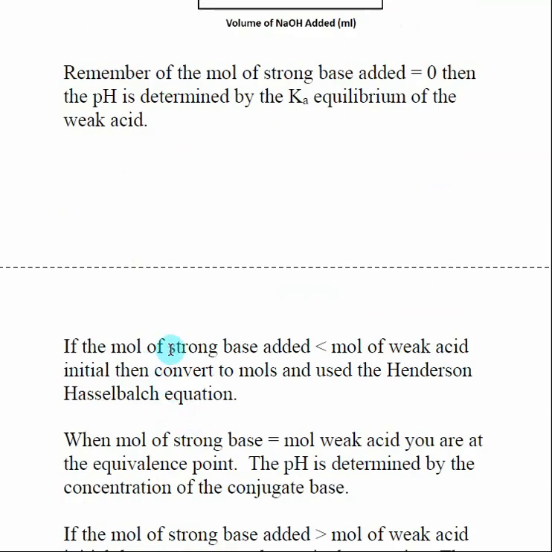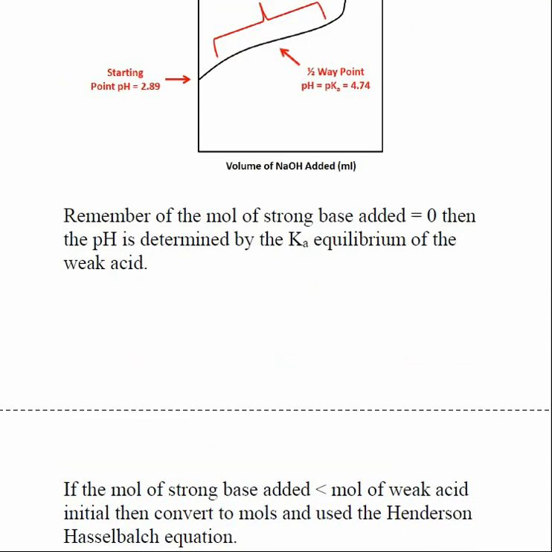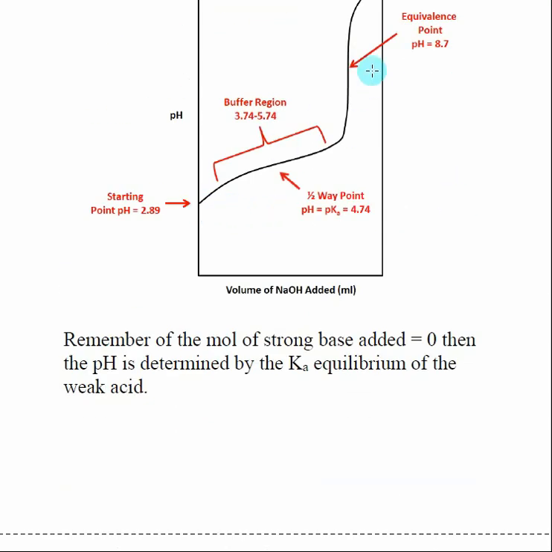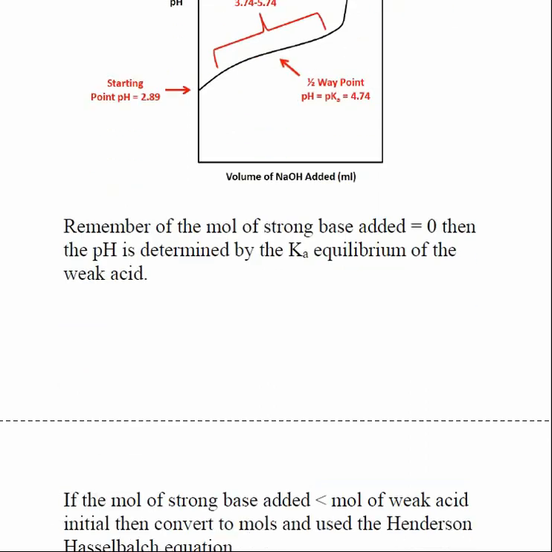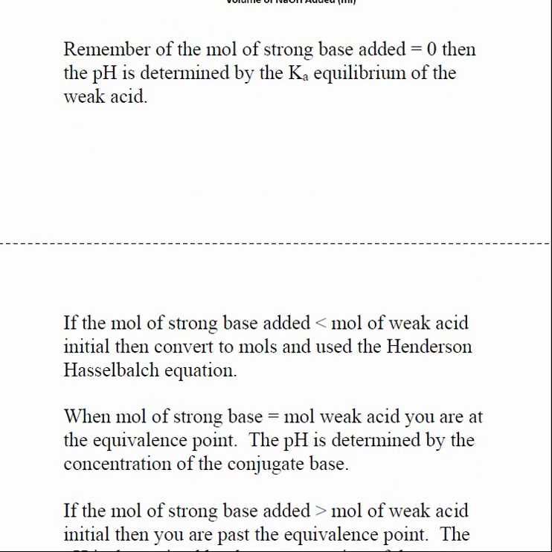After that, remember during these titrations, after we've added in sodium hydroxide, our strong base, the first thing I want to do is look at the relative amounts of the weak acid that we started with and the moles of strong base that we have added. So if the number of moles of strong base is less than the number of moles of weak acid, that means that we are somewhere in between our starting point and our equivalence point, and what we want to use is the Henderson Hasselbalch equation.